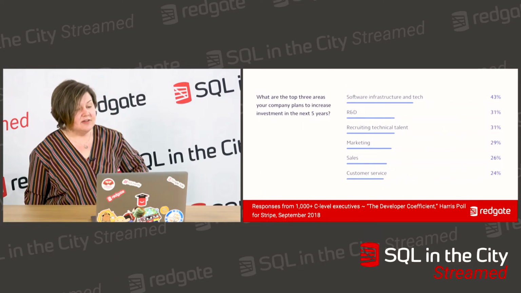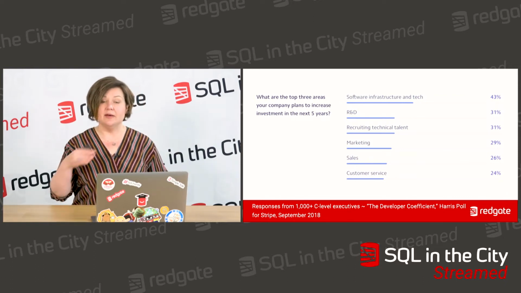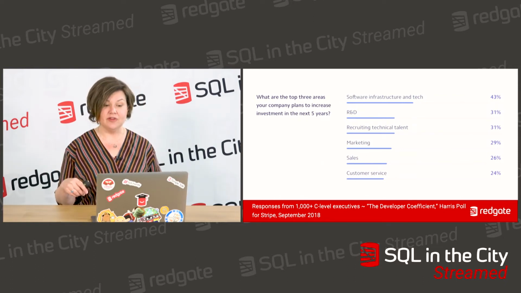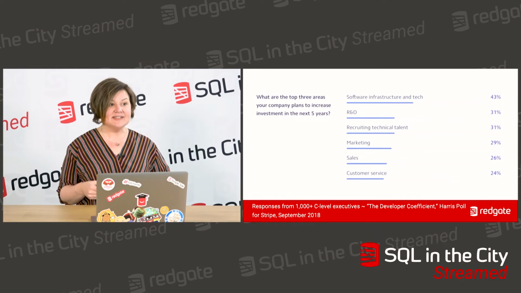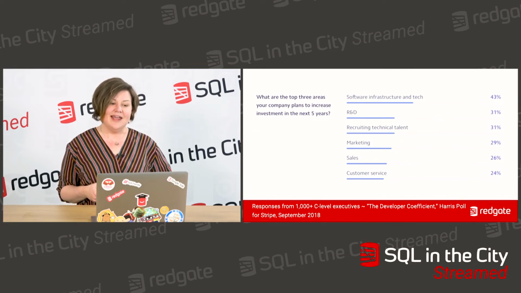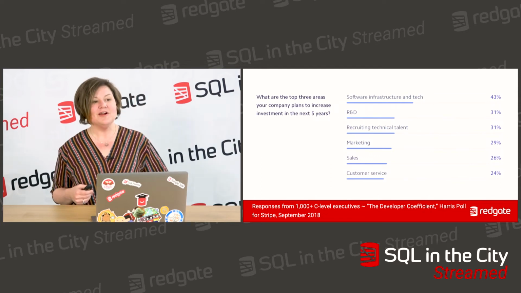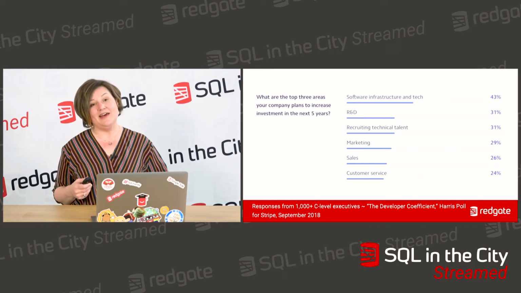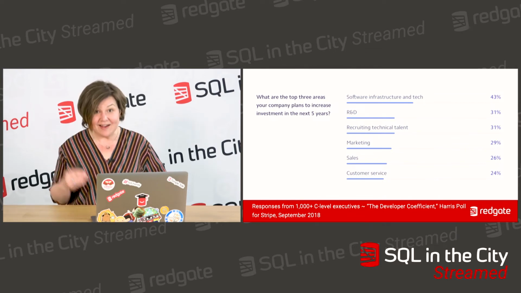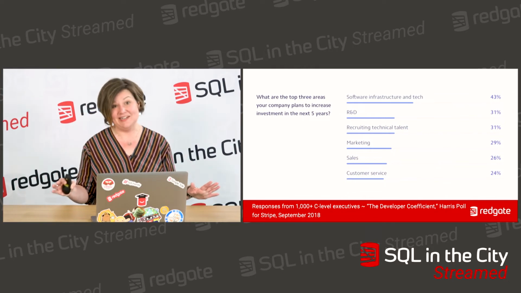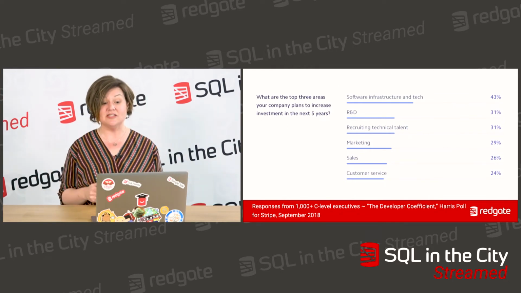There's a survey from September 2018 that Stripe, the payment company Stripe, had Harris Poll do for them. And they asked executives everywhere, what are the top 3 areas that your company plans to increase investment in the next 5 years? And the top 3 areas that they found are software, infrastructure, and technology, right? We plan to invest in technology. We plan to invest in R&D, and we plan to invest in recruiting talent. We need to heavily invest in software even more than we need to invest in sales and marketing. We need to invest in our capabilities.